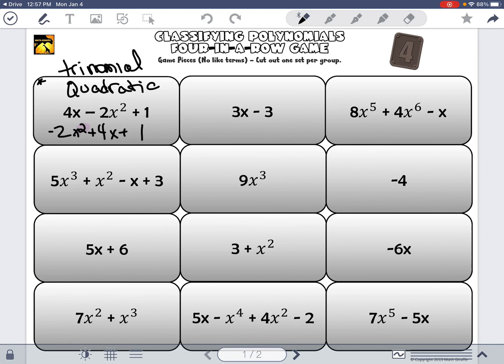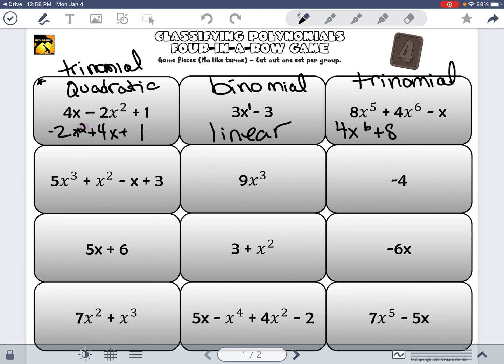Going to the right, this one has 2 terms, so it's called a binomial. And the highest degree is 1. It's right here, it's invisible, and it is written in standard form, so that one is linear. The next one is also a trinomial because it has 3 terms. And the highest degree is actually the 6. It's not written in standard form, so let's put it in standard form. And it's a 6th degree.